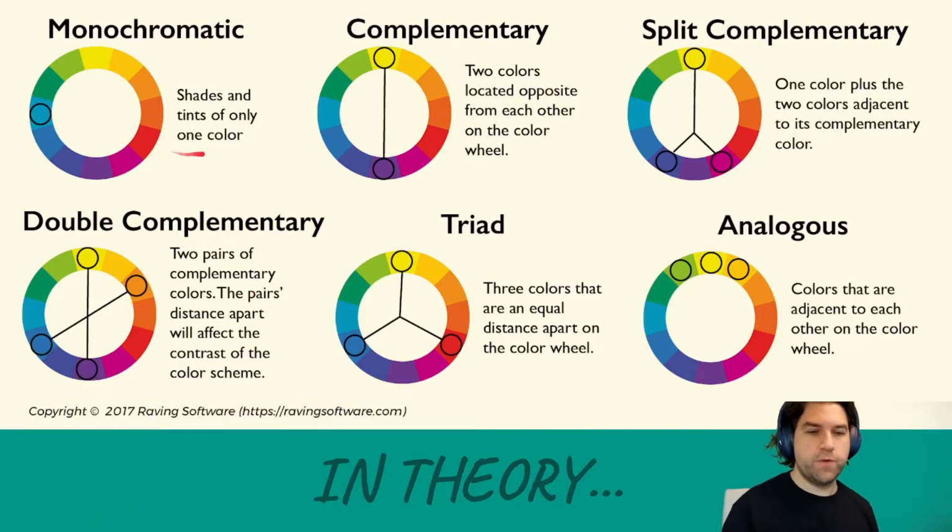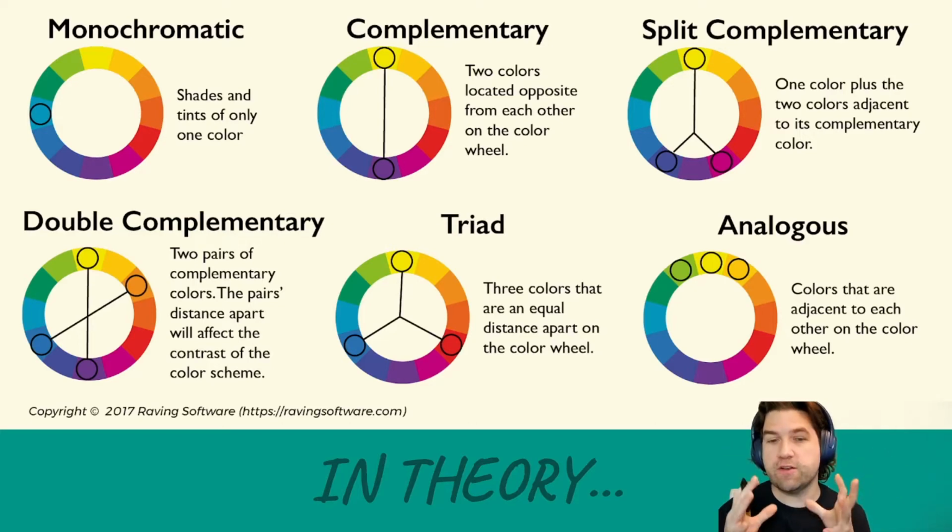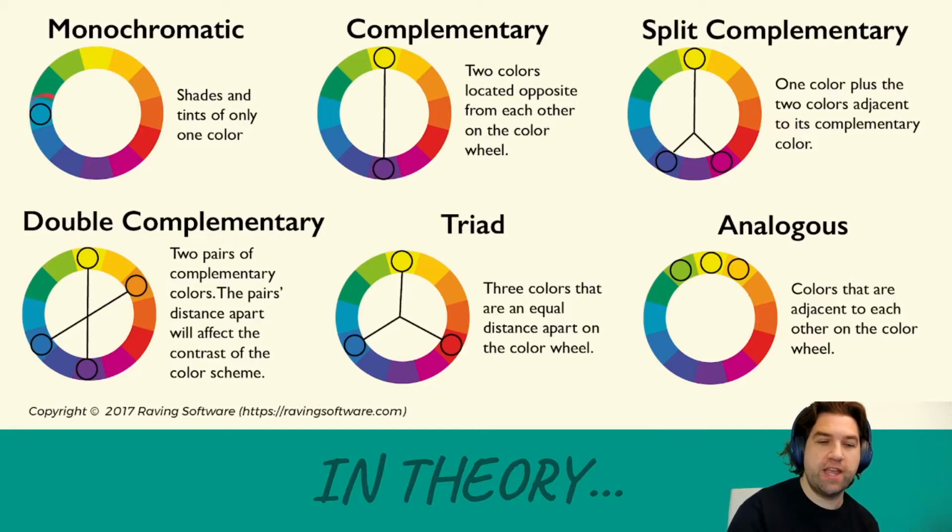So first is monochromatic, which is exactly what it sounds like, something that's all blue, all one color. Mega Man is pretty monochromatic. It has shades and tints of only one color, which can actually be really good if you want to show a strong mood of a single color. For instance, if you want green to be a dominant color, everything in the scene should be green. We're really pushing this idea of green. We might show just shades of green.